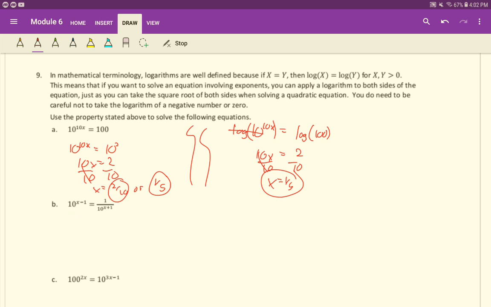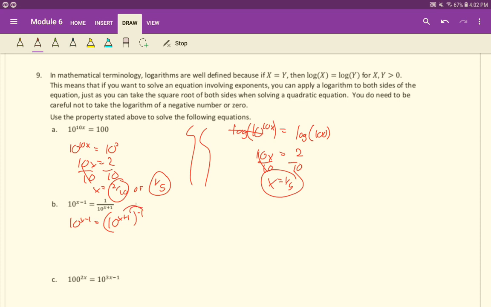For B, we can do something similar as well. We don't need logarithms to answer this. We can just say this is 10 to the x minus 1. 1 over this is the same as 10 to the x plus 1 raised to the negative 1, like that, right? If you have 1 over an exponential like that, then you can just use a negative 1 exponent to make it the reciprocal.